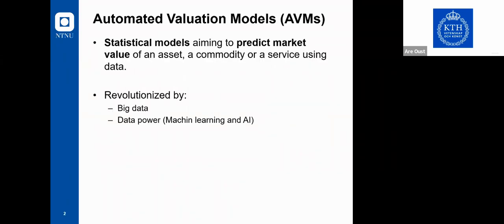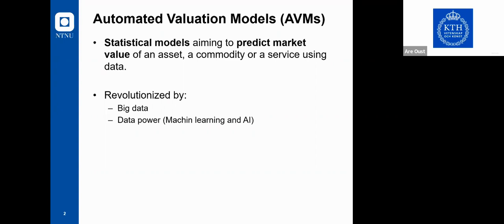So, automated valuation models are statistical models aiming to predict the value of an asset, a commodity, or a service using data. And this has been revolutionized by big data. The amount of data that is available has exploded. Less than 10 years ago, I did research in real estate using maybe a couple thousand observations, and that was huge data at that time. Now I'm suddenly using data with more than 1 million unique observations. So it has completely changed.